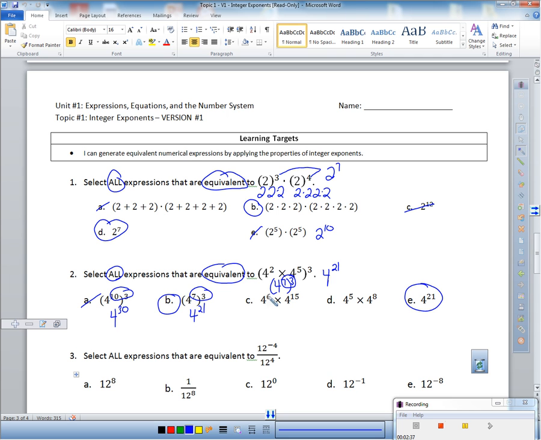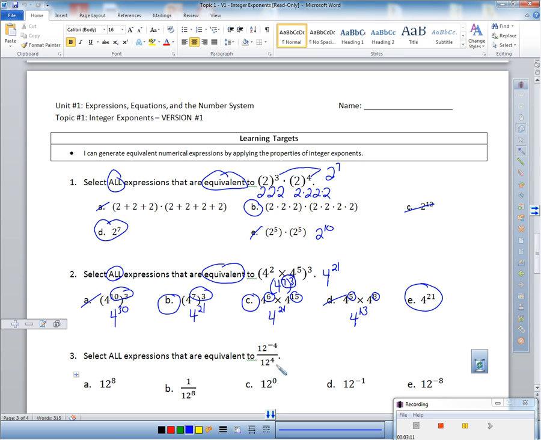So B works. We have 4 to the 6th over and over and over again. So 4 times itself 6 times. 4 times itself 15 times. Your shortcut here is to add. So that would give you 4 to the 21st. That one also works. And on this one, 4 to the 5th, 4 to the 8th, so if we add these together, 5 and 8 gives us 13. 4 to the 13th power, that one does not work. So number 2, you should have B, C, and E.